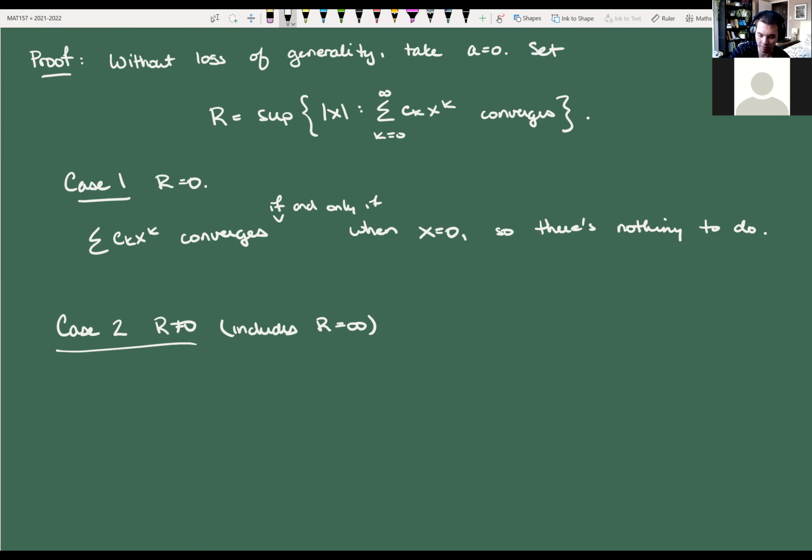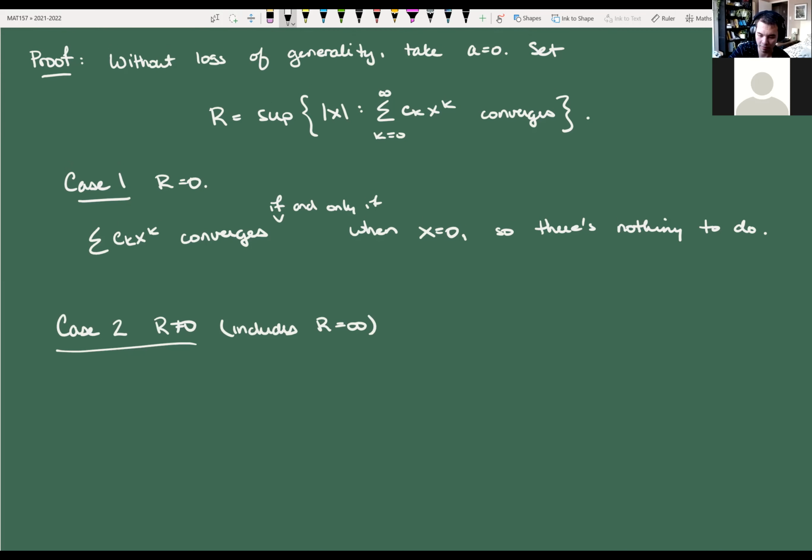So it must diverge. Otherwise, R can't be the supremum of the convergent things, right? It can't be an upper bound. Let's say that. Otherwise, R is not an upper bound for the absolutely convergent points, right? So by definition, at the top of the screen, you've taken the supremum of all the absolutely convergent points. So yeah, this thing has to diverge.